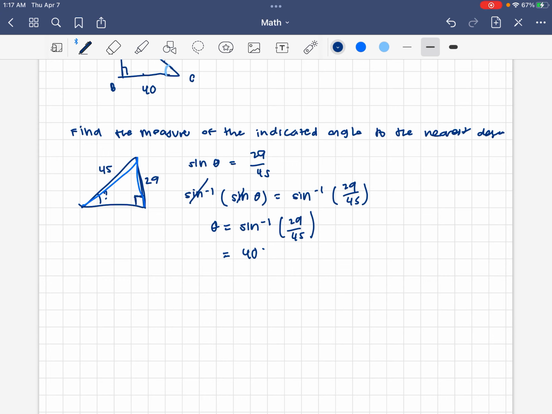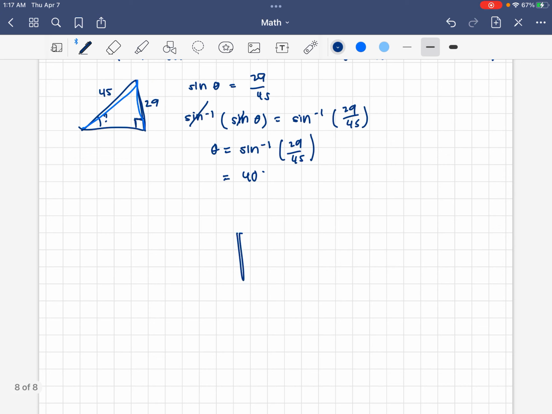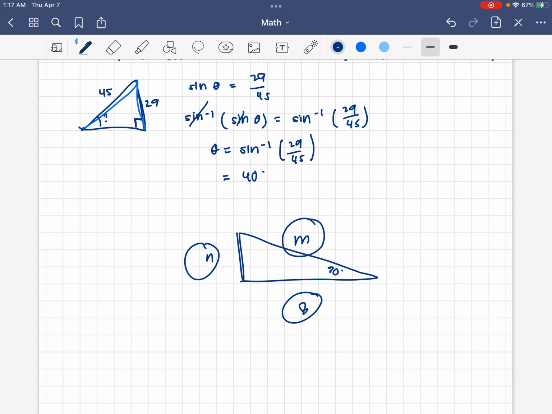And I will make a separate video for finding side length. For example, if we're given something like this where we're only given one side length, but we need to find these two, we can find that using the trigonometric ratios or functions of 30 degrees to be able to find what m and n are. So that will be the next one.